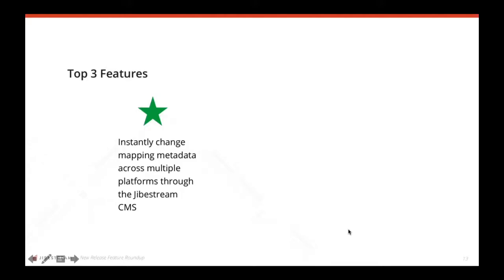So we get asked a lot about what our top features are. So we went back and really thought about what customers really love about Jibestream, and we put down our top 3 features. The first one that we constantly get talked about is changing mapping metadata across multiple platforms instantly.